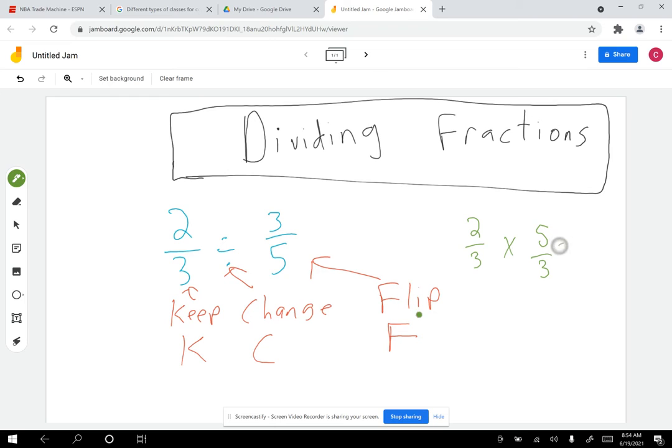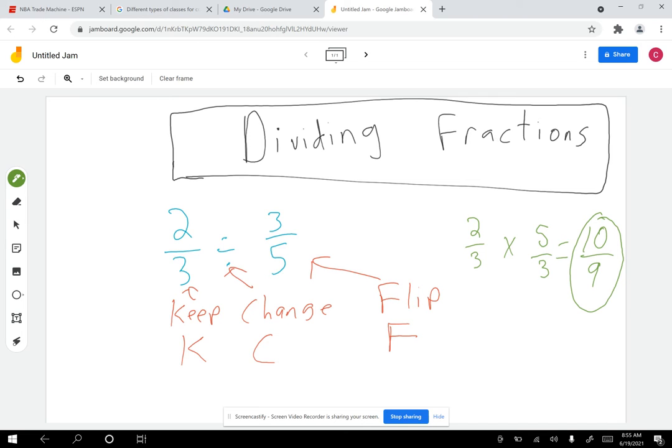2 times 5 is 10. 3 times 3 is 9. We have 10 over 9. Now for this video, because we want to keep these short, we're not going to completely simplify this answer. The problem here, as most of you can tell, is that our numerator is bigger than our denominator, and this can't be the case. When things like this happen, we have to convert them into a mixed number. But we're going to show you how to do that in a separate video, just to keep videos short, sweet, and to the point.